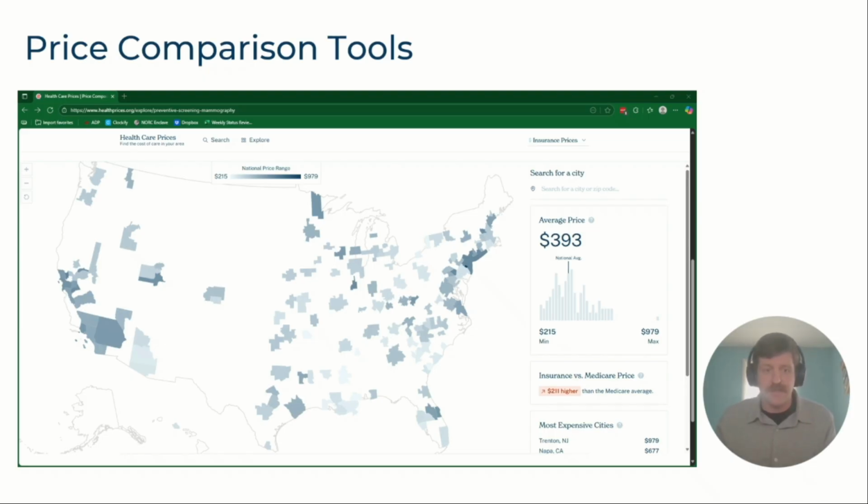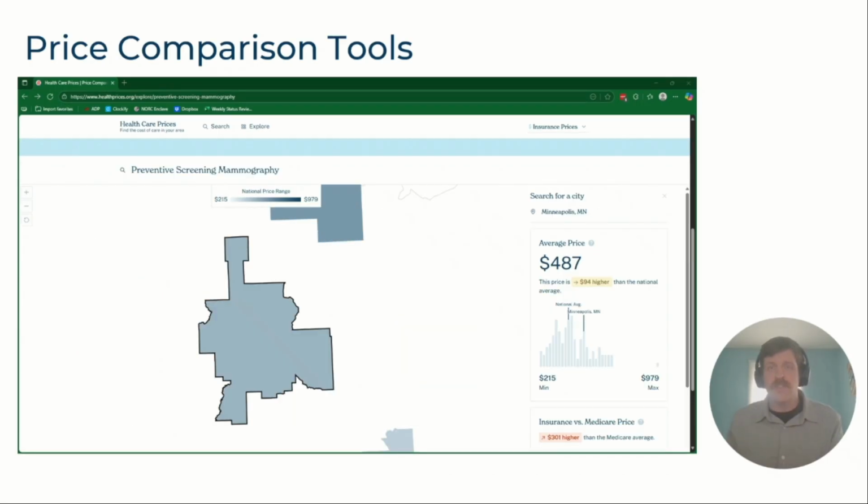the Medicare price. If users click on a metro area, such as Minneapolis, where I'm sitting right now, the tool will zoom in on that area and report its price, so $487. That's higher than the national average price, but still in the center mass of the histogram. And you can see that in Minneapolis, the screening mammography is $301 more expensive in private insurance than it is in Medicare.